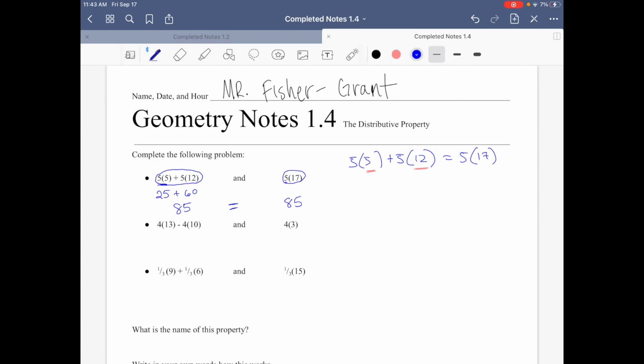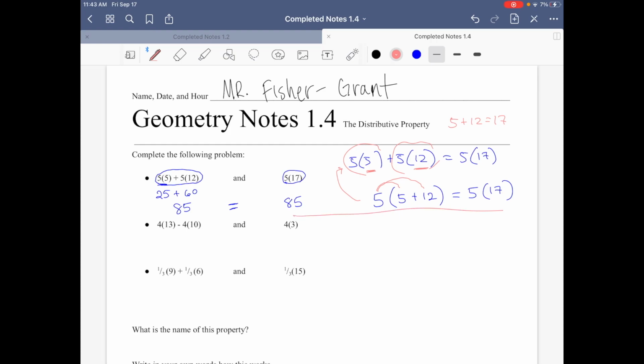Well, what I notice is 5 plus 12 equals 17. So couldn't I also say 5 times (5 plus 12) equals 5 times 17? Isn't that true? And isn't all I'm doing here is saying, well, if I multiply 5 by both terms within the parentheses, it's the exact same thing as this line up here, 5 times 5 plus 5 times 12.